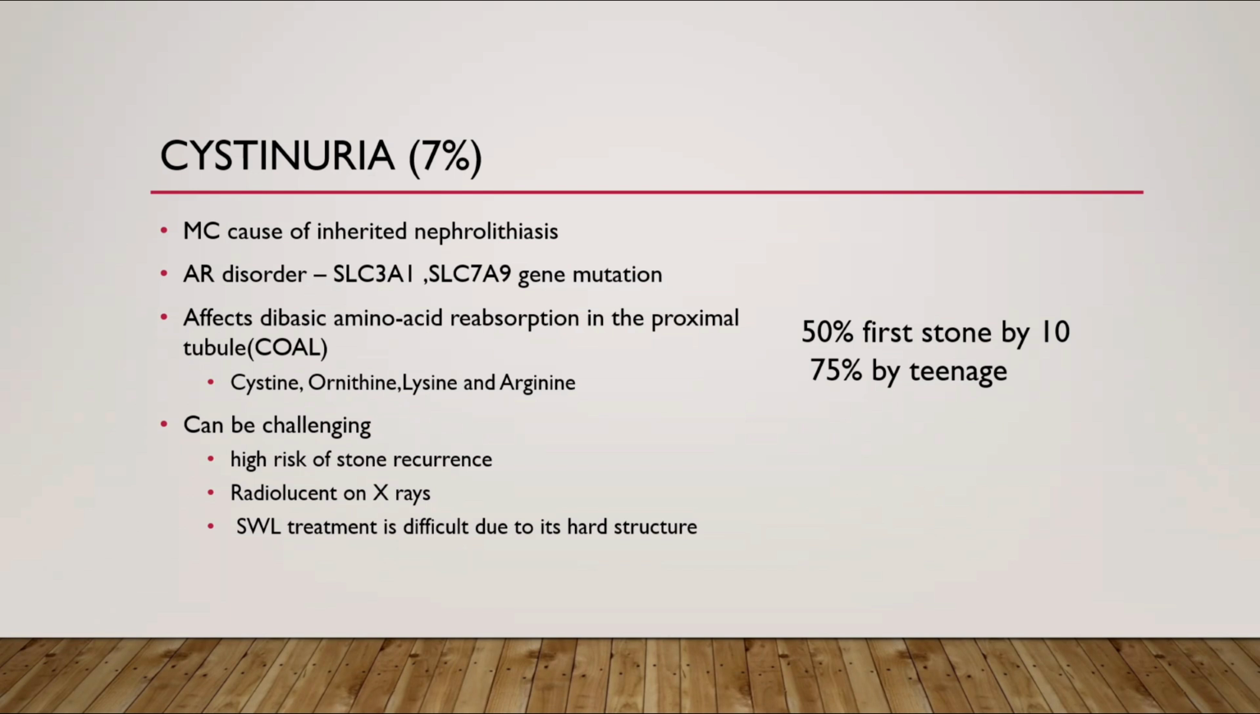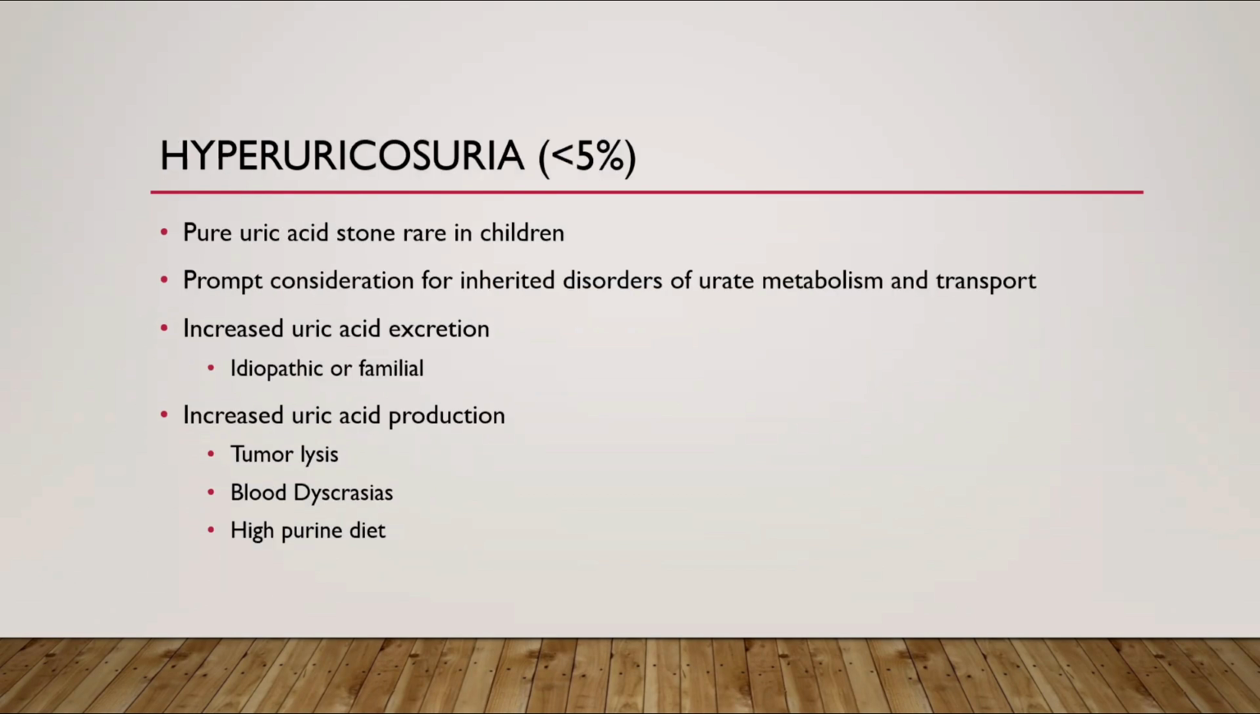It has been seen that 50% of patients with cystinuria present with their first stone by the age of 10 years, and another 25% of patients present in the teenage years. These stones can be challenging because there is a risk of stone recurrence. They are radiolucent on X-rays, and they are resistant to non-invasive therapies like shockwave lithotripsy.